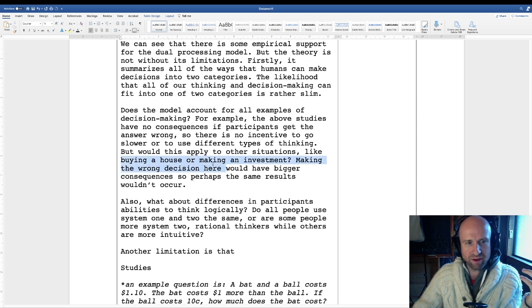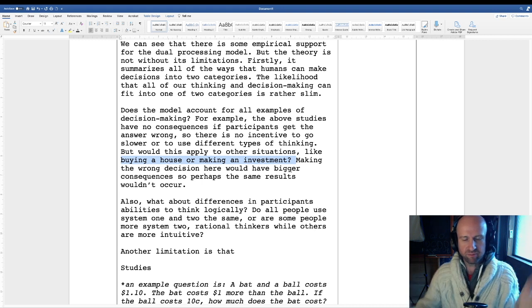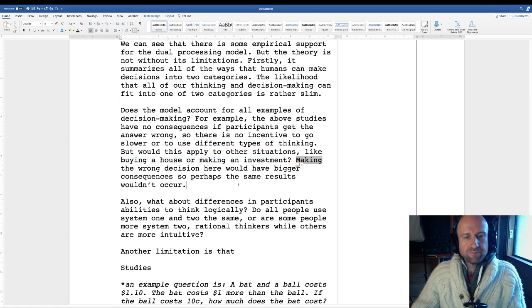Now I talk about buying a house here just because family members of mine are buying houses, and I've been thinking about the anchoring effect in, say, auctions and property. And do real estate agents use the anchoring effect? I know I would if I was a real estate agent. So this was in my availability heuristic, so I just used it here.